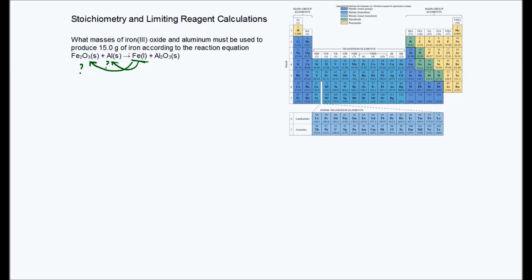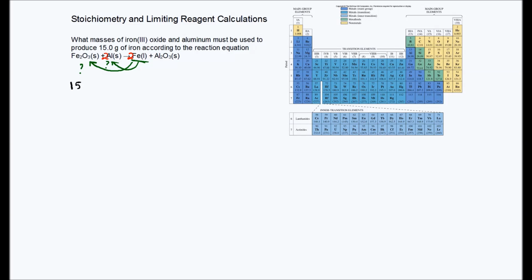All right, first off, just like before, we need to balance this reaction, because right now it's not balanced. I have 2 irons on the left. I have 1 iron on the right, which means I need a 2 in front of the iron on the right. I have 1 aluminum on the left. I have 2 aluminums on the right, so I need 2 aluminums on the left. And now all the elements are balanced because I have 3 oxygens on the left, 3 oxygens on the right, 2 irons on the left, 2 irons on the right, 2 aluminums on the left, 2 aluminums on the right. Everything is happily balanced.